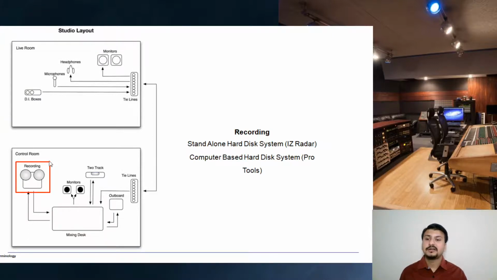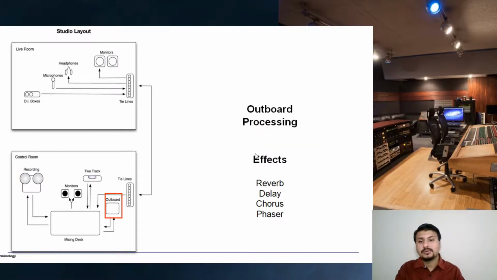On the left side in the control room, you can see the recording system highlighted in the red color box. It could be a stand-alone hard disk system, a computer-based hard disk system, or Pro Tools. So there are various recording systems that can be used as per the program, the reach of the radio, and the requirements of the projects. You can change your technology of storage. Outboarding process.